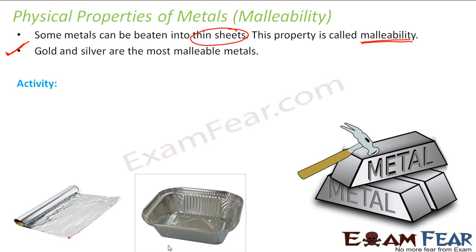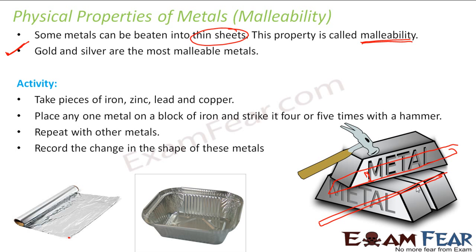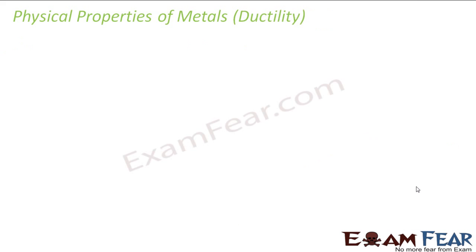For this, the activity is you can take iron, zinc, lead, and copper, and place one metal and just hammer it. You observe that the thickness will decrease, right? For example, this is this much thickness. After hammering, it may become this much and expand in area. That means you are decreasing the thickness, and if you keep hammering it, you may get a thin sheet like this. That means it is a malleable substance, right?